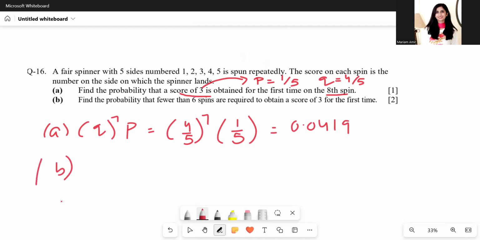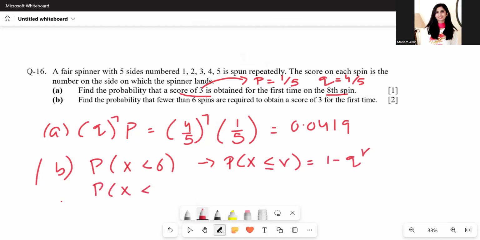Next part says, find the probability that fewer than 6 spins are required to obtain a score of 3 for the first time. So we know the formula for probability x less than or equal to r, which gives us 1 minus q to the r. So we will have to rewrite this with an equals sign. So this would become 5. You always reduce this by 1. Now we can write it as 1 minus q power 5. So 1 minus 4 by 5 power 5, which gives us 0.672.